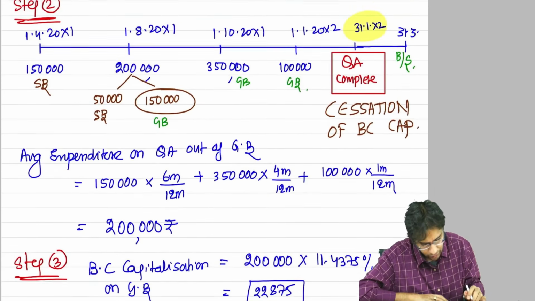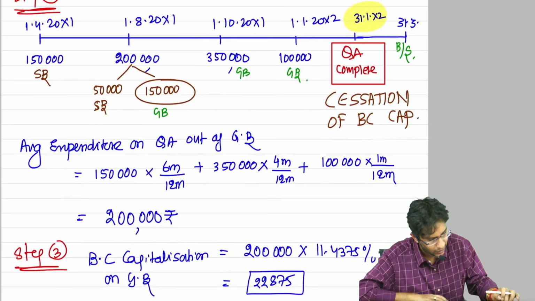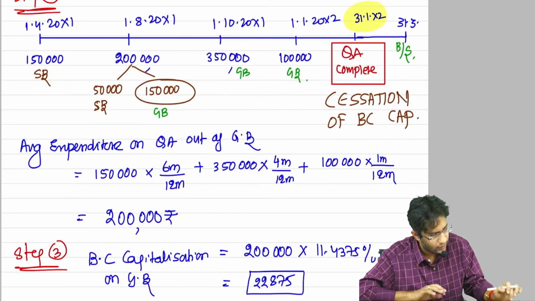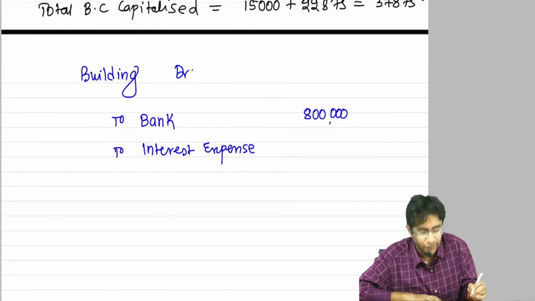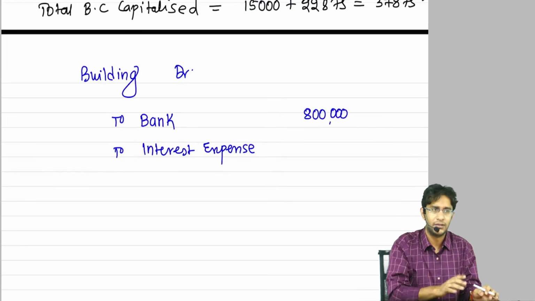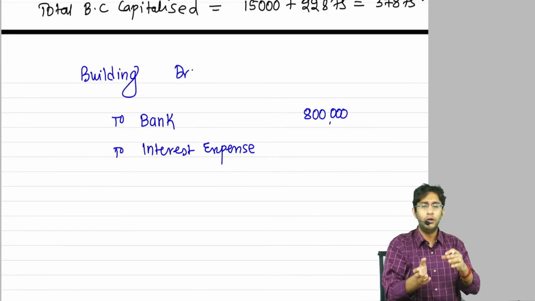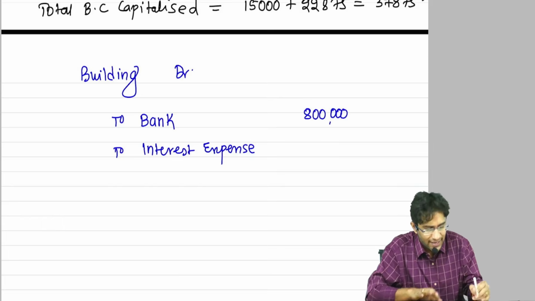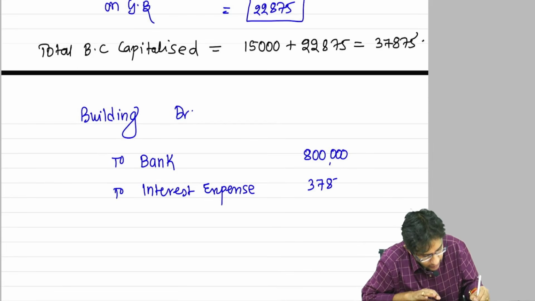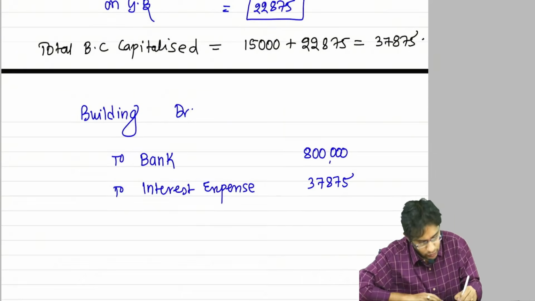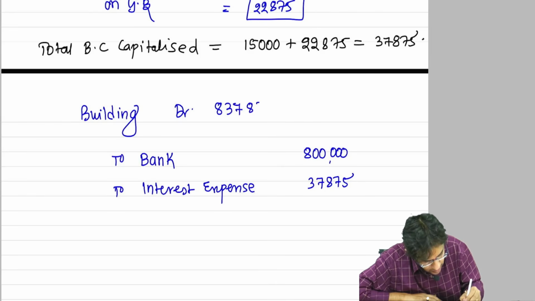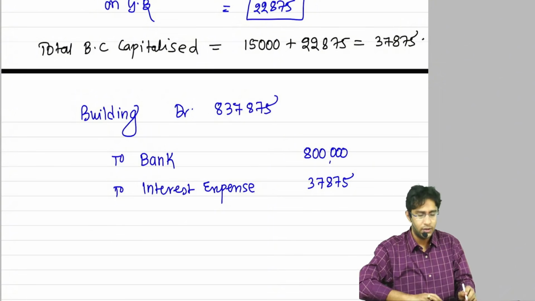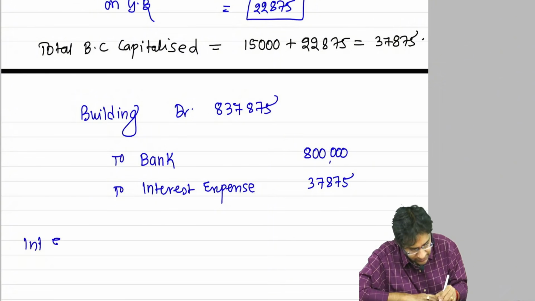How much did you spend? Count first. 1 lakh 50 plus 2 lakhs plus 3 lakh 50,000 plus 1 lakh. Correct. You spent a total of 8 lakh rupees. For the interest, you would have written interest to bank, some amount. But even though you paid so much interest, what is capitalized is only 37,875. So total 8 lakh 37,875.